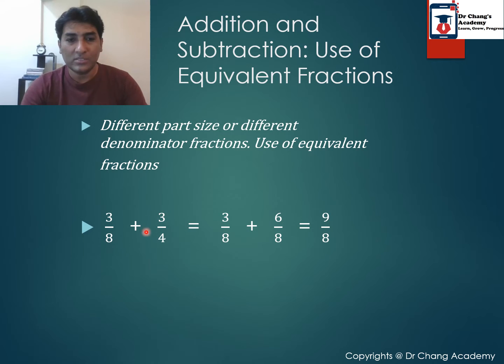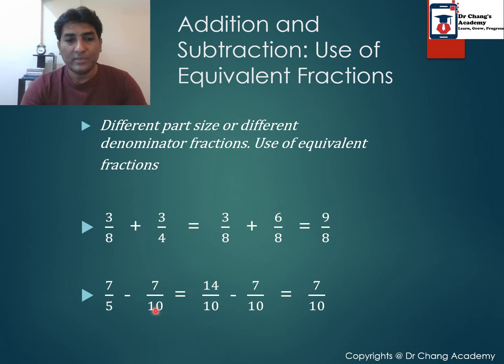Okay, in this case we just needed the equivalent fraction of this one, 3/4, and then we have now same part size two fractions. We do the same process. 3 plus 6 is equal to 9. So 9/8 is the answer. 3/8 plus 3/4 is equal to 9/8. Okay. Let's look at a subtraction problem.